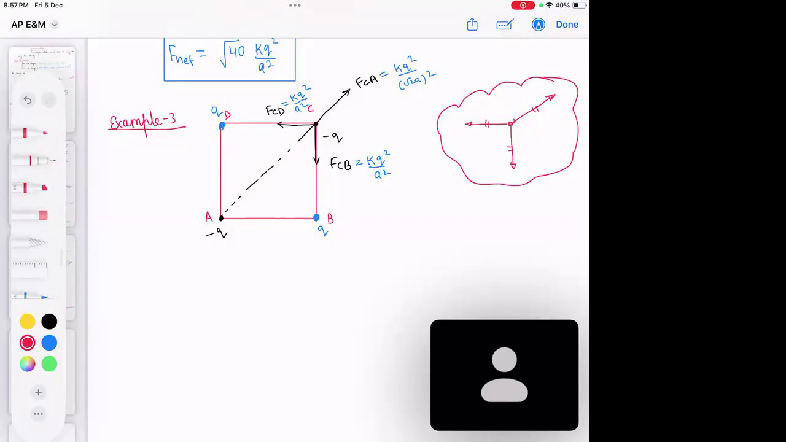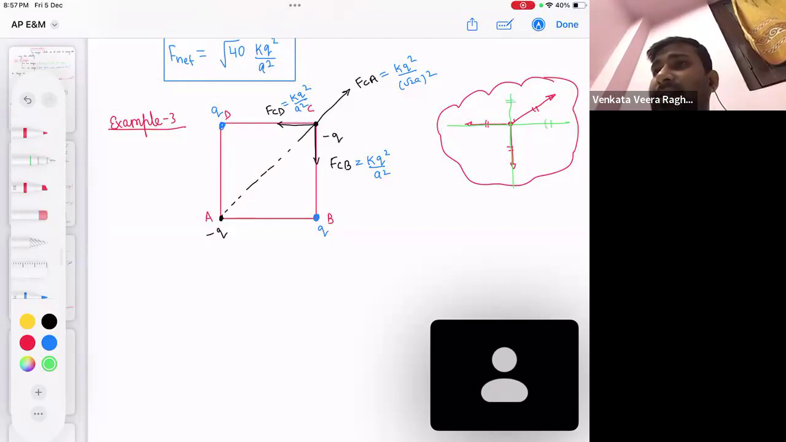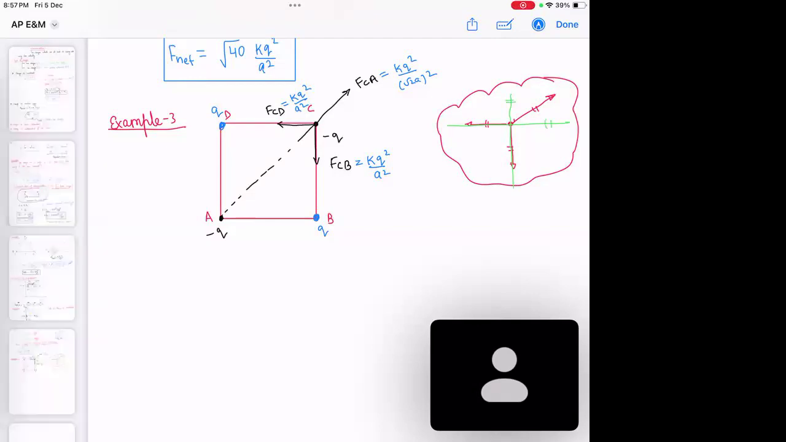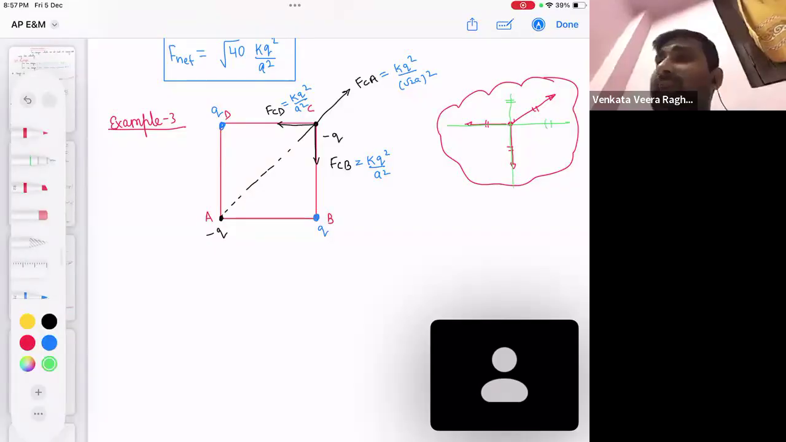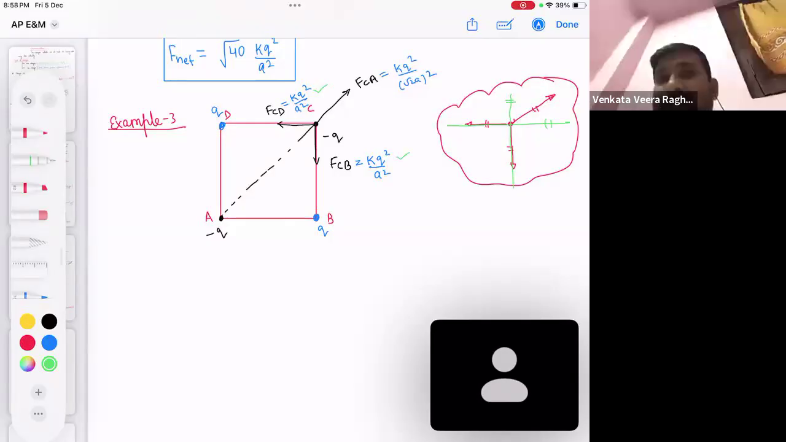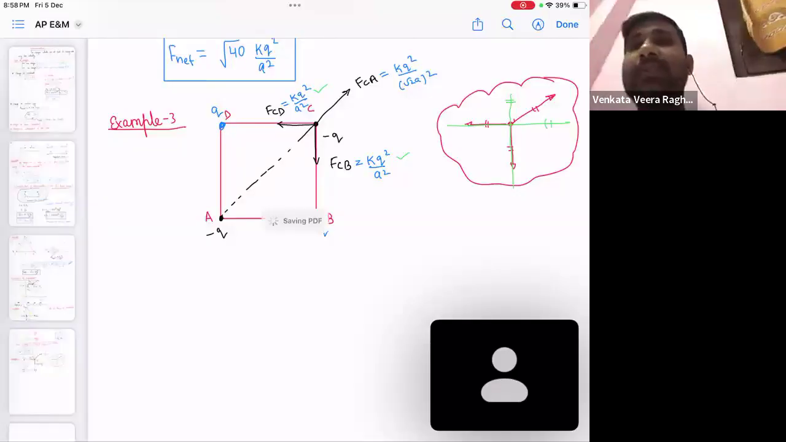So here, are we sure that this axis and this axis are exactly perpendicular to each other? These two lines are the sides of a square, so they must be perpendicular to each other. You can take the component method, or you can directly find the resultant of these two first and add that resultant with the third vector. I will leave that for you to do.